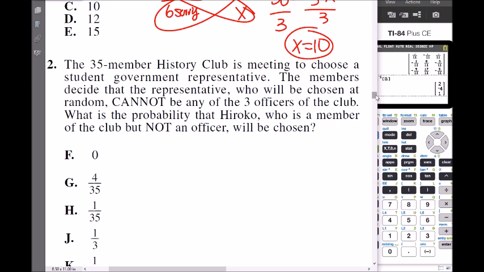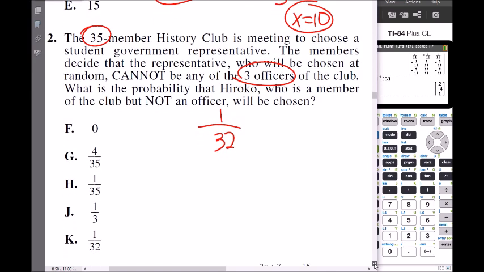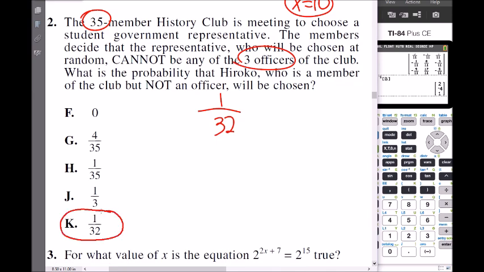The 35-member history club is meeting to choose a student government representative. The members decided that the representative, who will be chosen at random, cannot be any of the 3 officers of the club. What is the probability that Hirogo, who is a member of the club, not an officer, will be chosen? So there are 35, and 3 are officers. So there are 32 just members, not officers, and it's 1 out of that, right? So the answer will be 1 out of 32, which is K. Out of 35, she's not an officer, which means she is 1 of the 32.